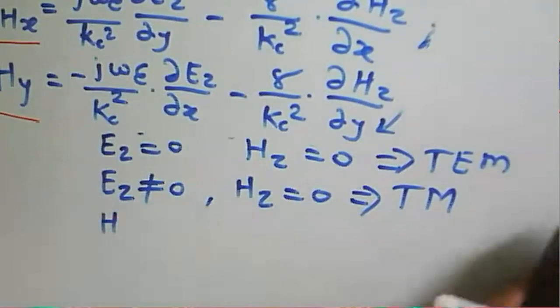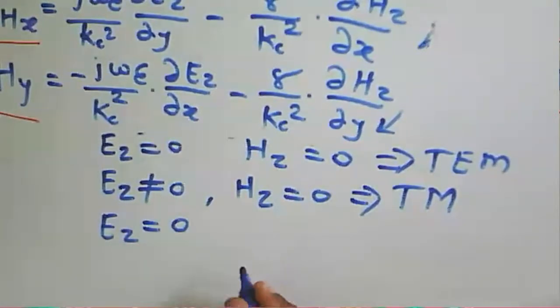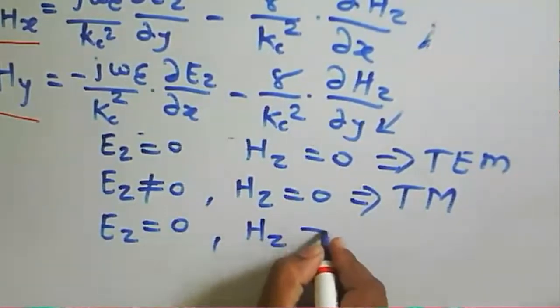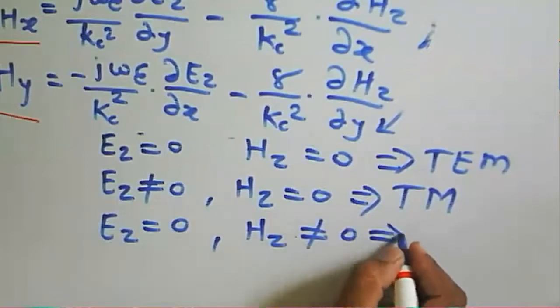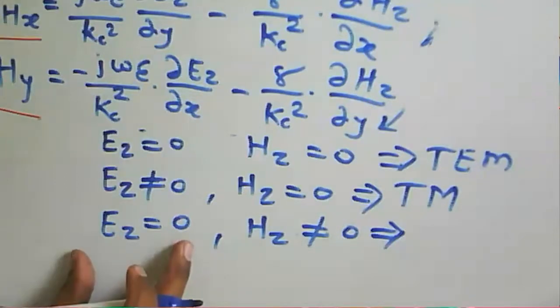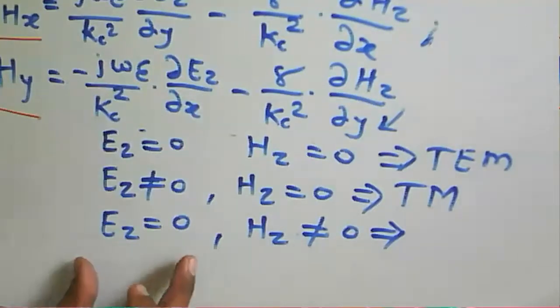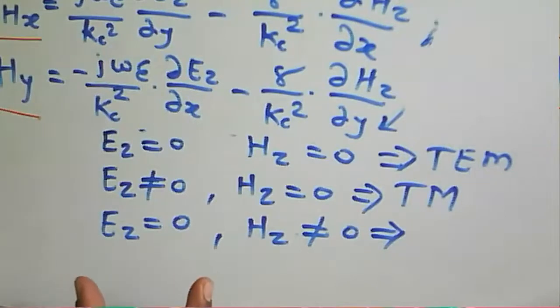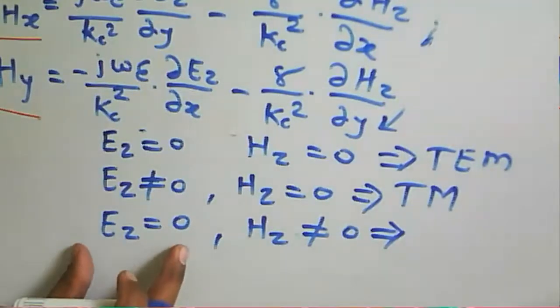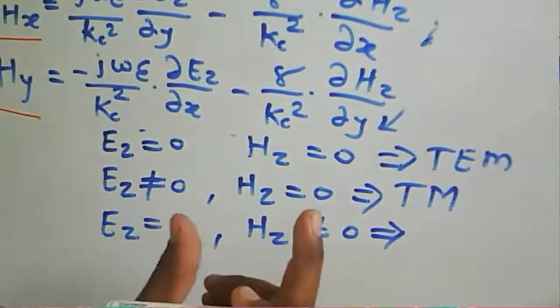Next, we are supposed to consider that Ez is equal to 0 and Hz is not 0. Ez is equal to 0 means what? It means the longitudinal electric field component is 0, and this wave propagating through the rectangular waveguide has Ex and Ey components. Those components are perpendicular to the direction of propagation of the wave.